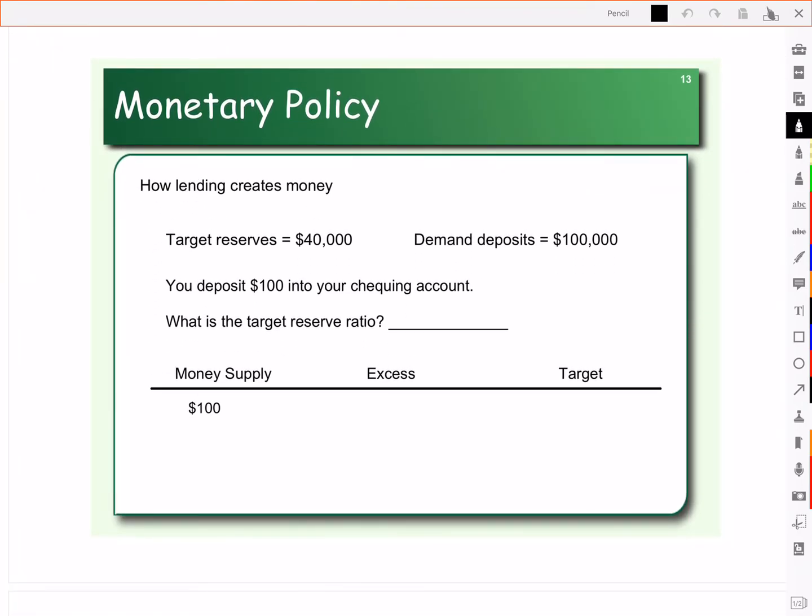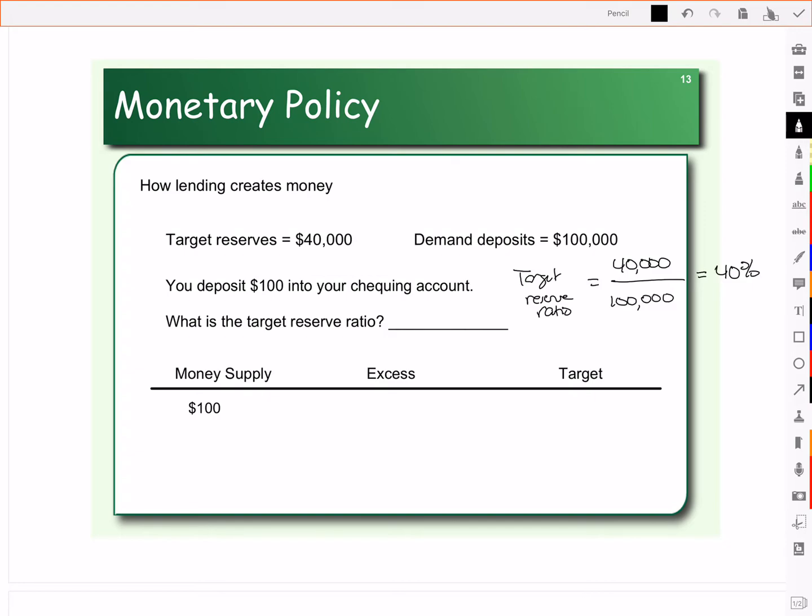Let's suppose that in our economy we have target reserves of 40,000 and demand deposits of 100,000. So we can find the target reserve ratio by taking the 40,000 that has to be held as cash and dividing it by the total amount in the demand deposits, that's 100,000. So the target reserve ratio here is 40%.